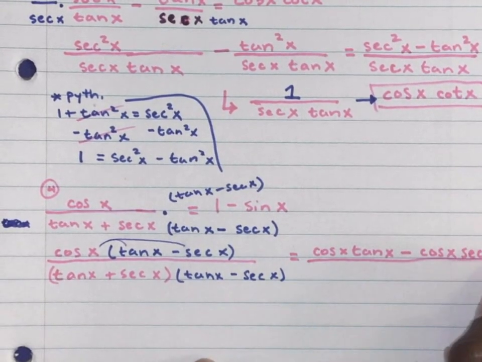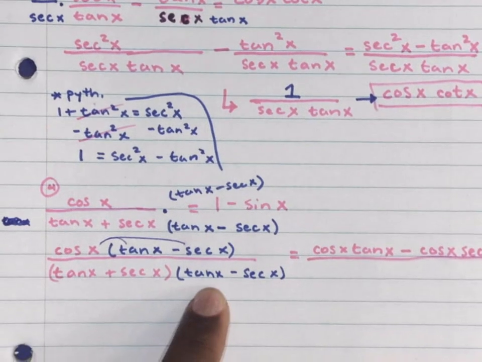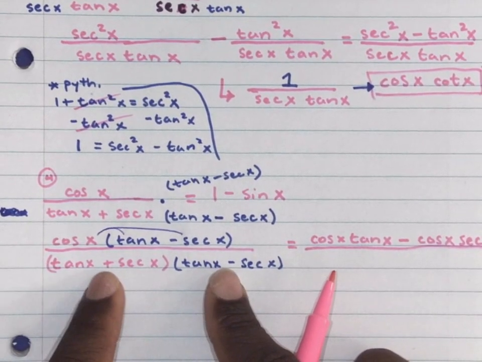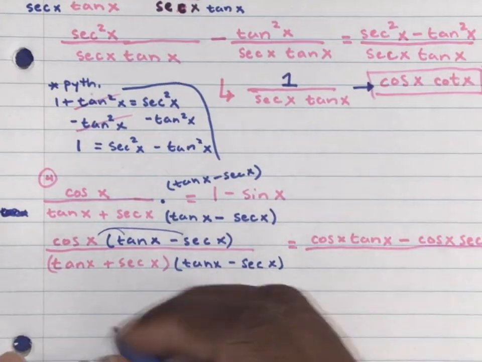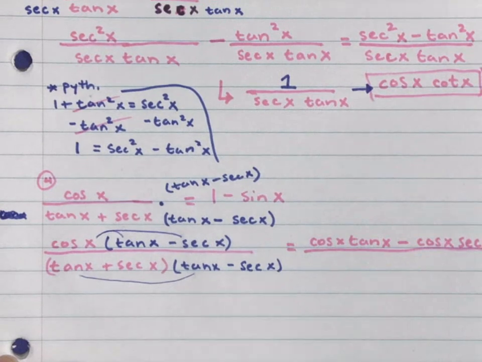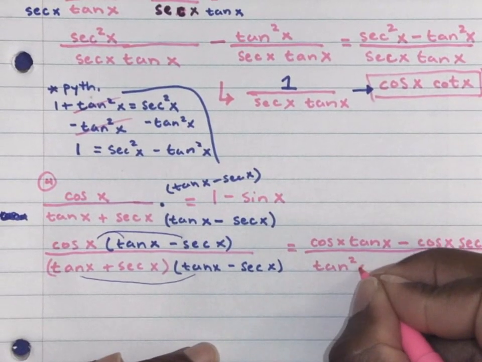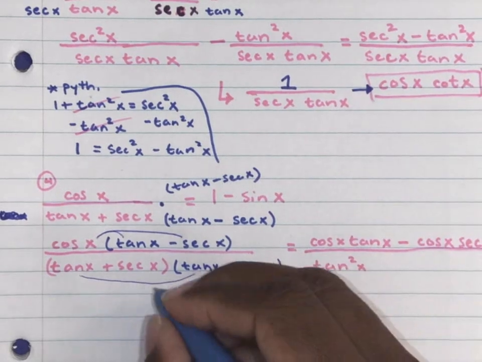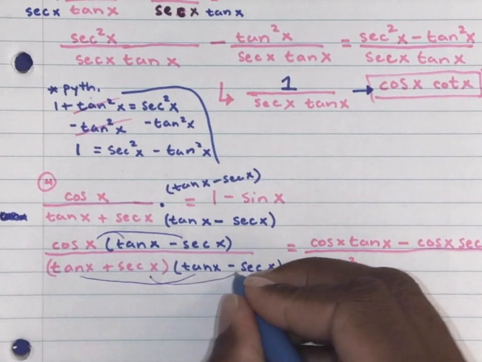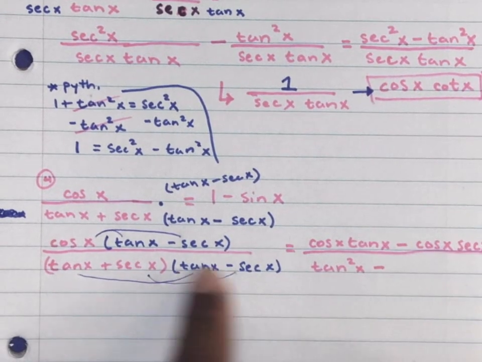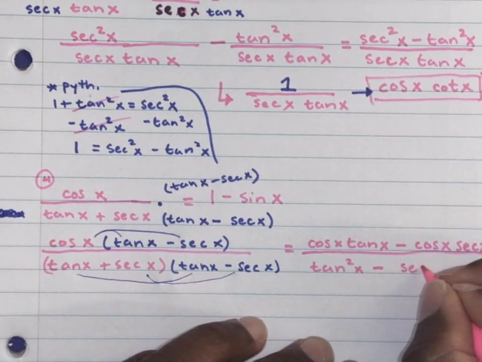And then this is all divided by, here we need to FOIL, but remember the middle terms would cancel. That's why we chose to multiply by the conjugate, because we knew the middle terms would cancel. So all we really need to do is first times first, which is tangent times tangent, so tangent squared. Then we do last times last, which is secant times secant. A positive times a negative is a negative, and then secant times secant is secant squared.